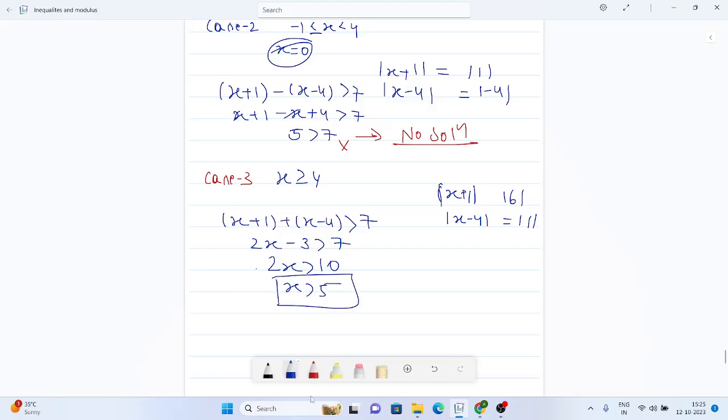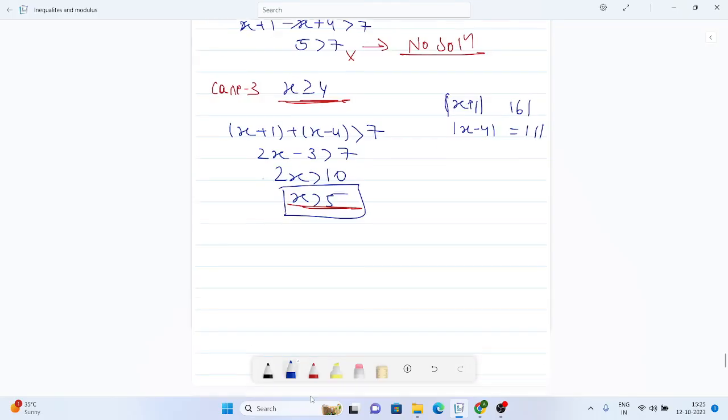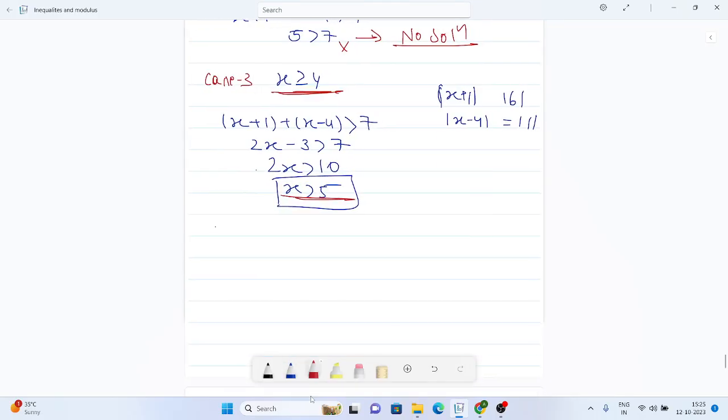Now what is the combined solution here? X is greater than 4 and x is greater than 5. If x is greater than 5, it is already greater than 4. So the combined solution for all three cases is x less than minus 2 or x greater than 5.